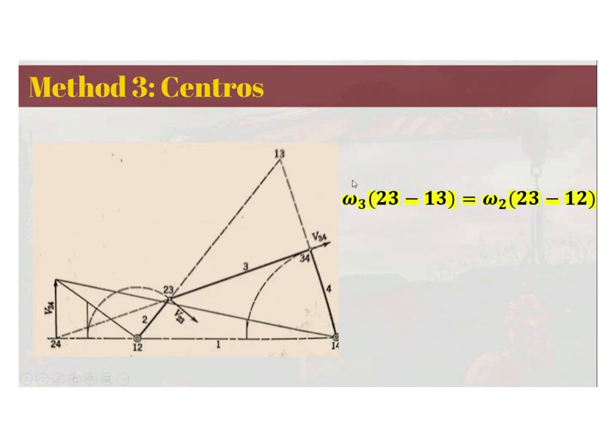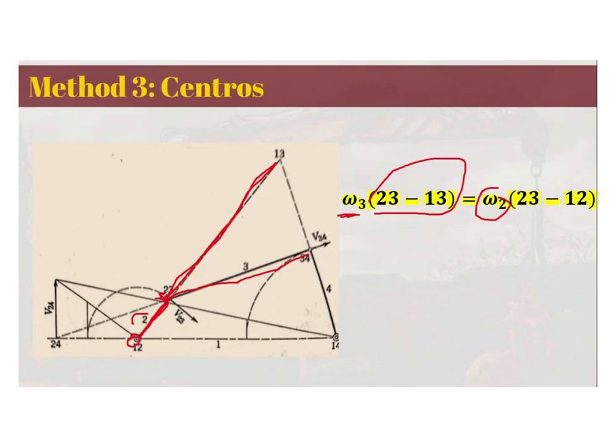So using the Centro method, we can say that the product of the angular velocity of this link here, the floating link 3, multiplied by the distance 2-3 to 1-3, is just the same as the angular velocity of 2, or this link here, multiplied by the distance from its point of rotation to the common point.